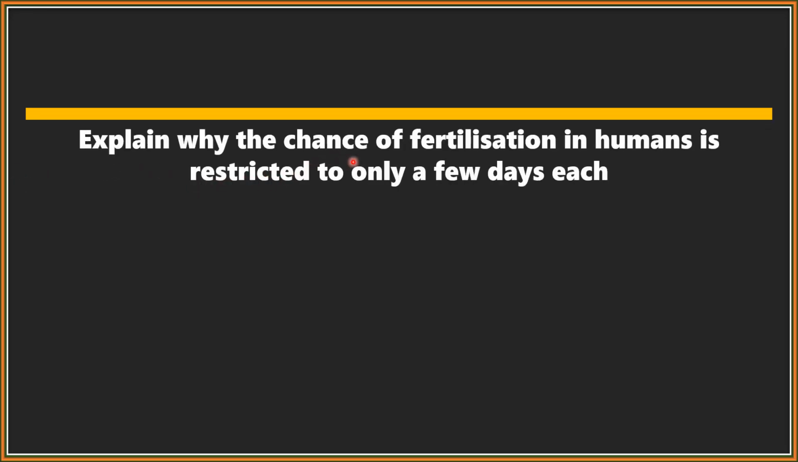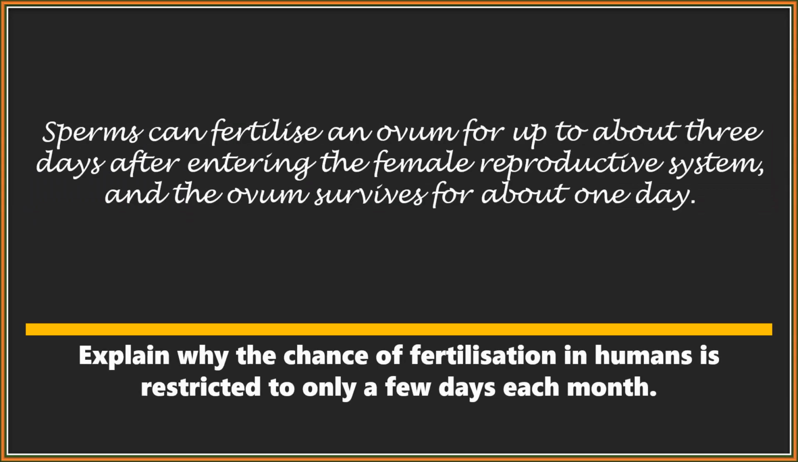Explain why the chance of fertilization in humans is restricted to only a few days each month. Sperms can fertilize an ovum for up to about 3 days after entering the female reproductive system, and the ovum survives for about 1 day.